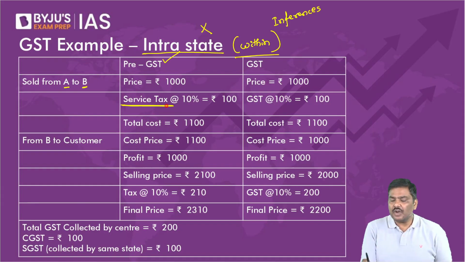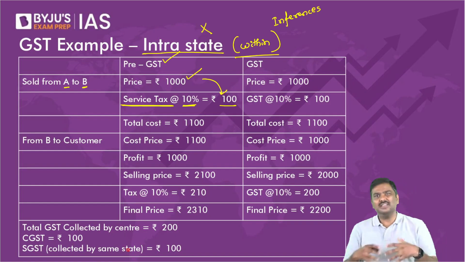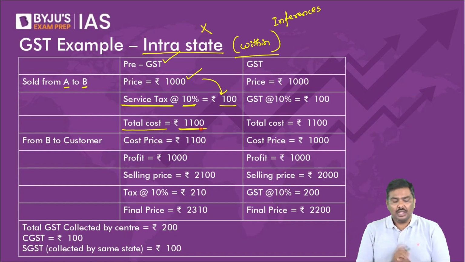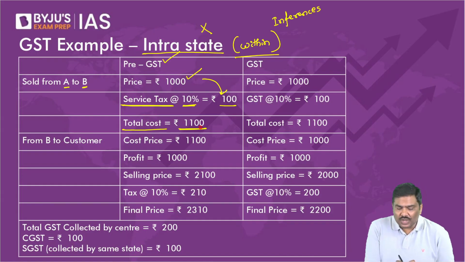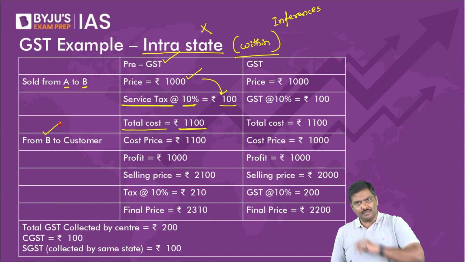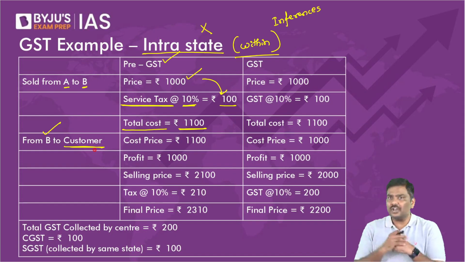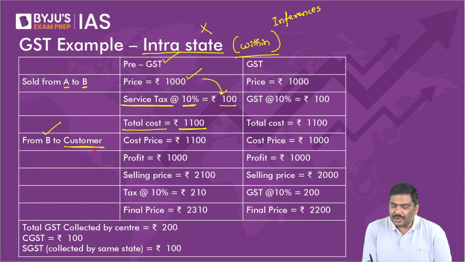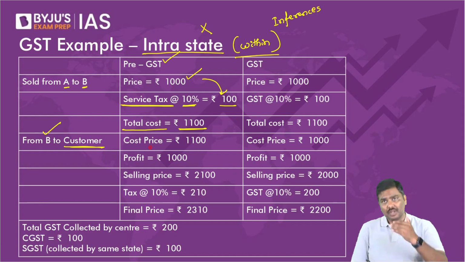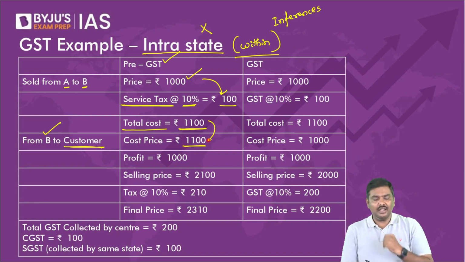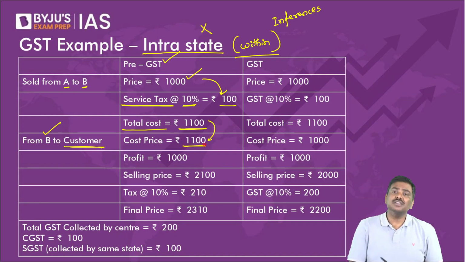And a service tax of how much? 10%. So, if the product cost is 1000, service tax of 10%, what will be the tax? 100 rupees. So, B will purchase the product or service at 1100 rupees. Now, B will sell it to the customer. B wants to earn a profit of 1000 rupees. So, the cost price B will take is 1100. Please understand why they will take 1100: 1000 rupees the cost of the good plus 100 rupees service tax.